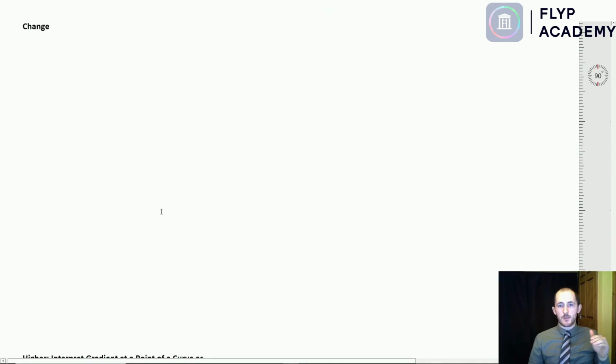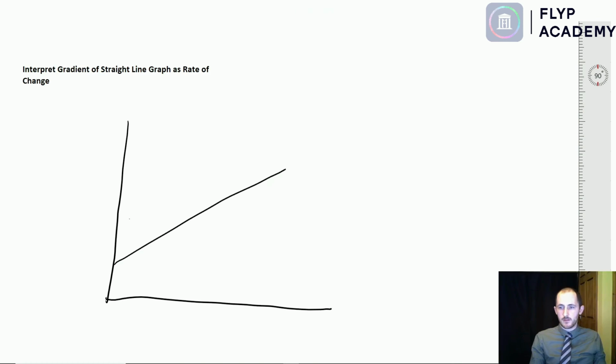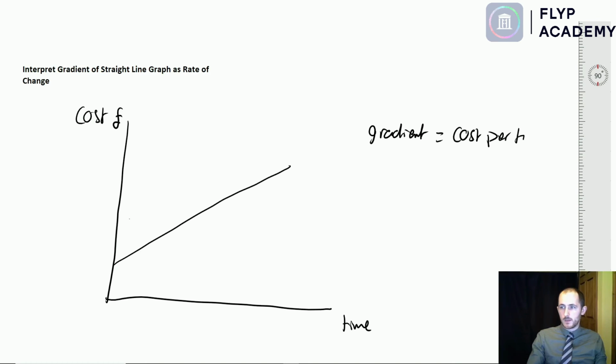We're going to get onto some, again, obscure stuff. You need to be able to interpret the gradient of a straight line as a rate of change. So the idea here is if you have a straight line graph, and let's say this is a cost in pounds, and this is the amount of time, the gradient is going to give you cost per time. Specifically, it's going to give you a rate of change, so how quickly cost changes with time.